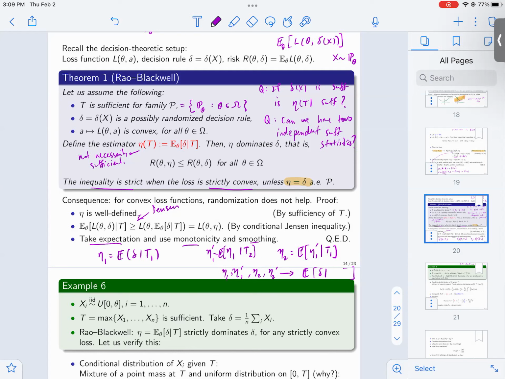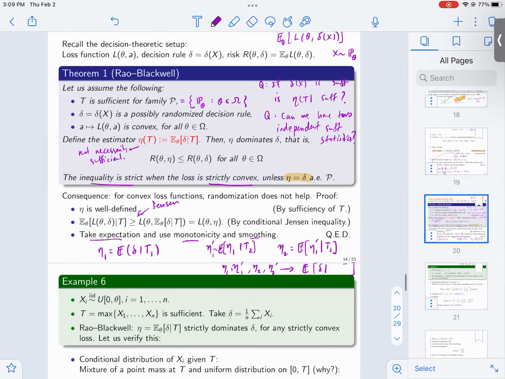Is that clear? So you get the data, but you also randomize. So your decision is not going to be solely dependent on the data. If you give me the same data next time, I might produce something else because I have an external source of randomness.